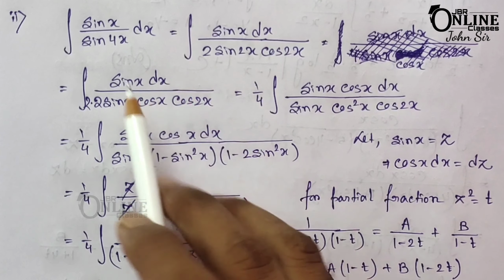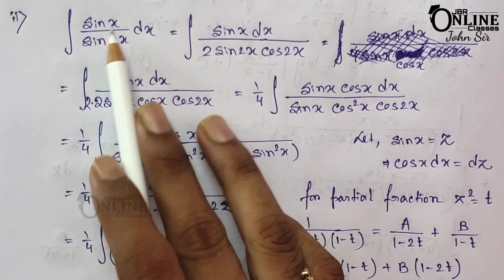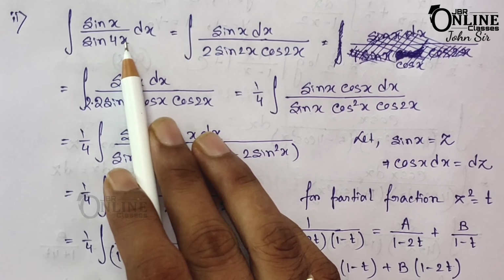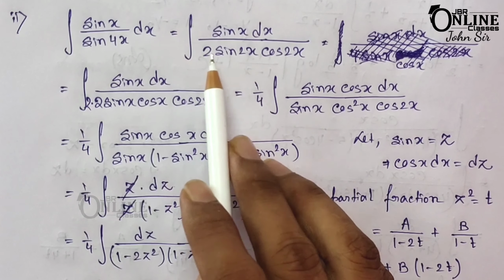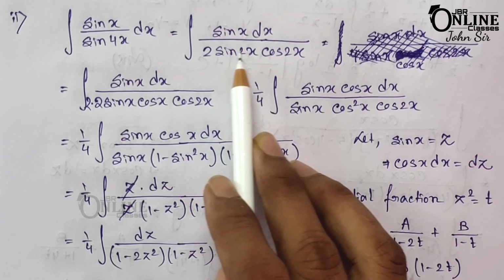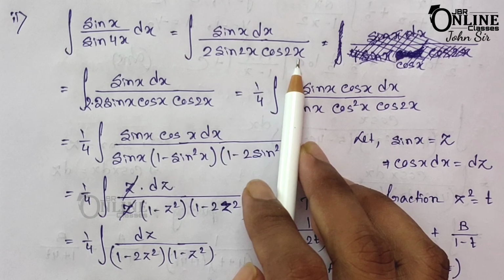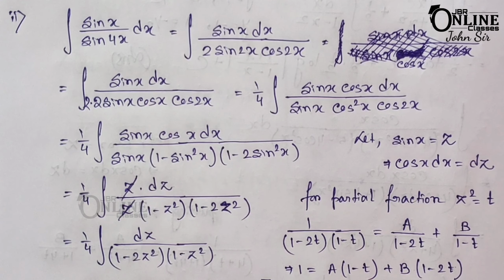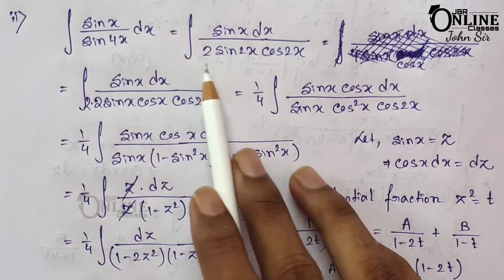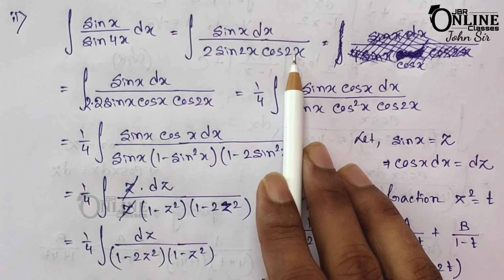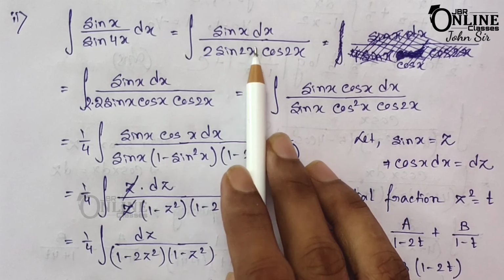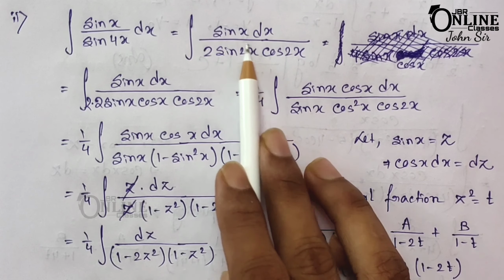Okay, so here integration sin x by sin 4x. As you know, sin 4x means 2 sin 2x cos 2x. Okay, the formula of sin 4x equal to 2 sin 2x cos 2x. Now next one, again the formula of sin 2x equal to 2 sin x cos x. So now 2 into 2 it becomes 4, so 1 by 4.